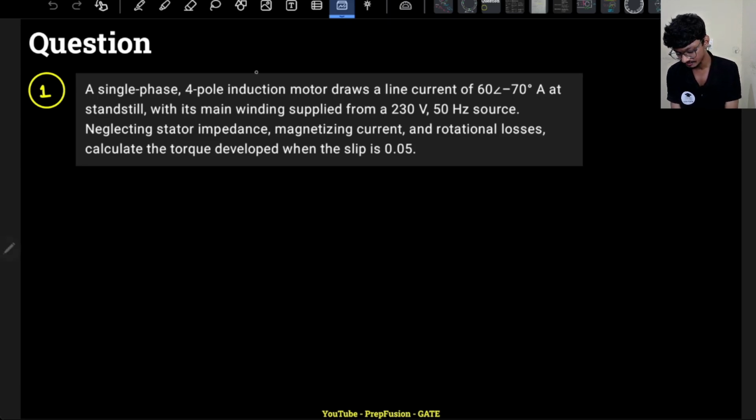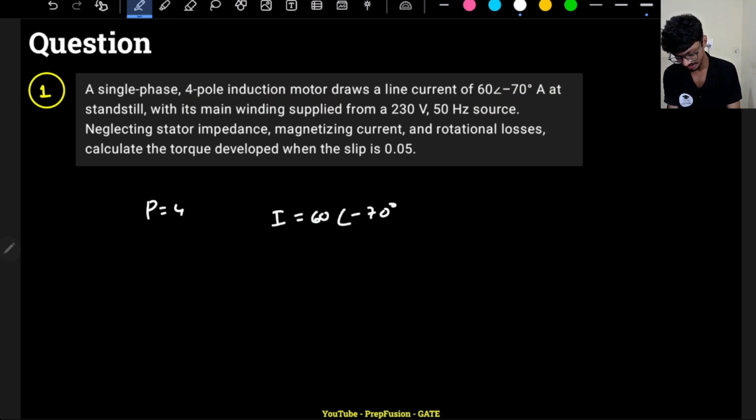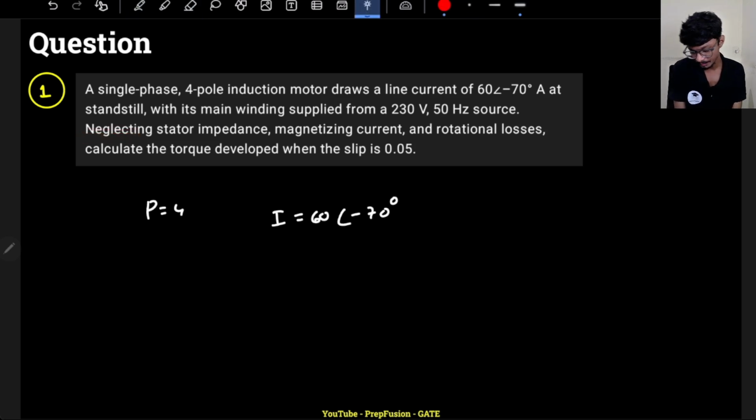So a single phase 4 pole induction machine draws a line current of 60 amperes at minus 70 degrees at standstill. So at standstill it is drawing this much current with its main winding supplied.